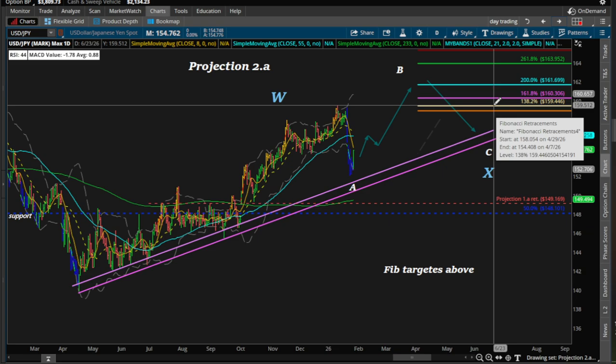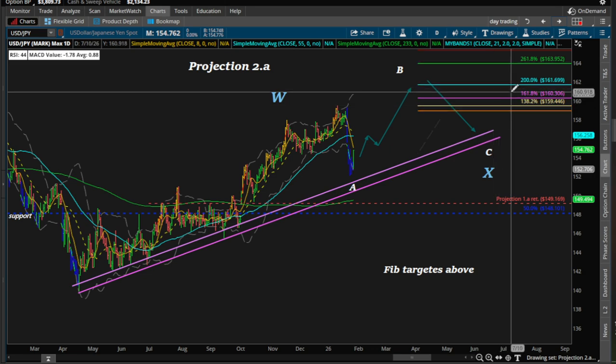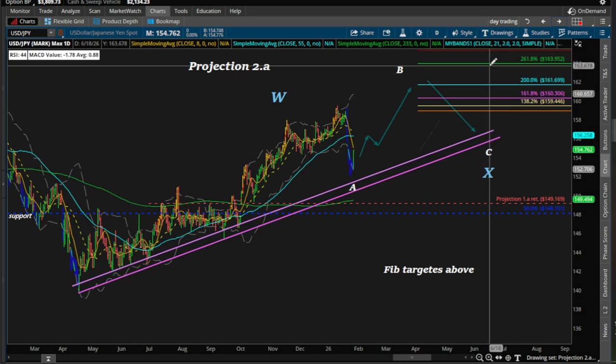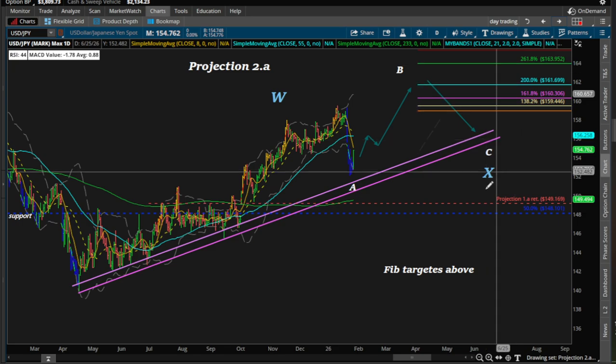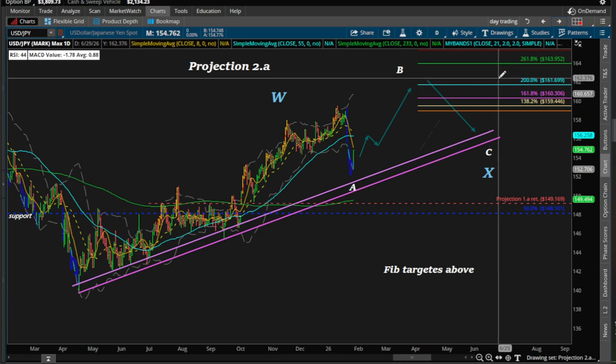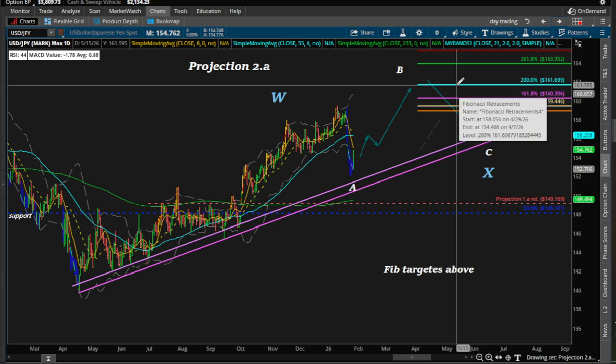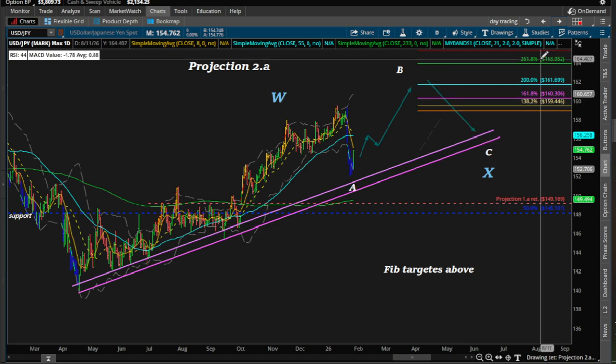So that one there is 159.446. The next one above that is 160.306. The 200 above that is 161.699. And then I think finally it would die out somewhere at 163.952. And remember, keep in mind, we're looking for the end of June, beginning of July for a cycle completion. So we'll track that progress as it's going on.